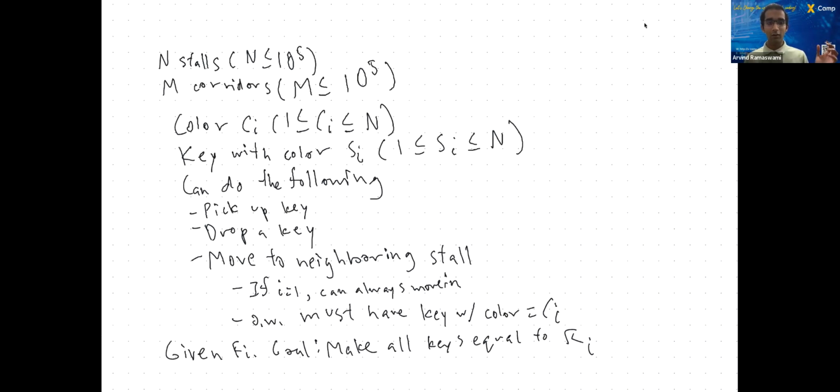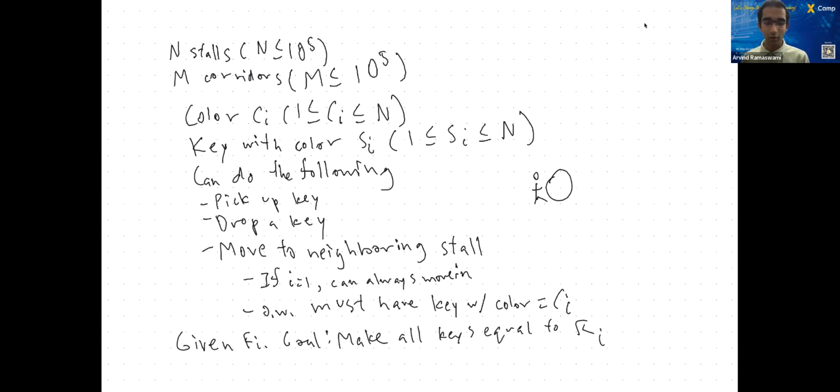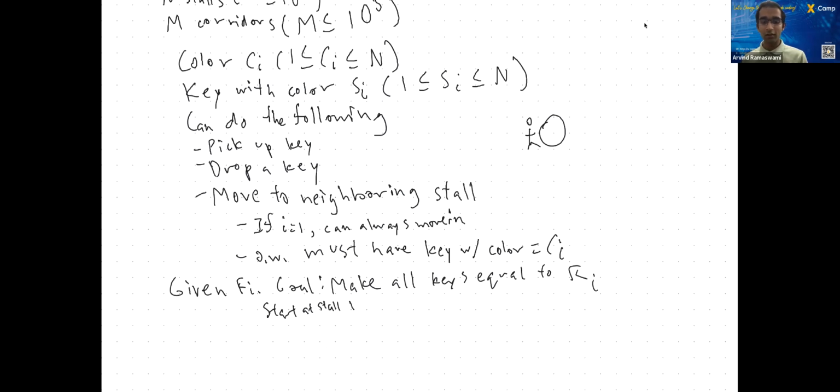So there's n stalls and m corridors. I'll go through an example. So let's just say you have 2 stalls, right? So this is stall 1, where you start. And the goal is to make all the keys equal to F_i and then go back to stall 1.